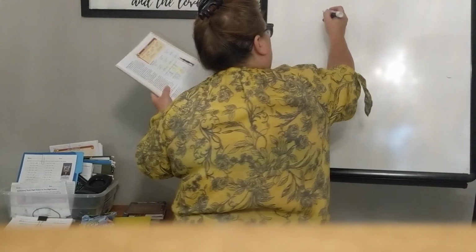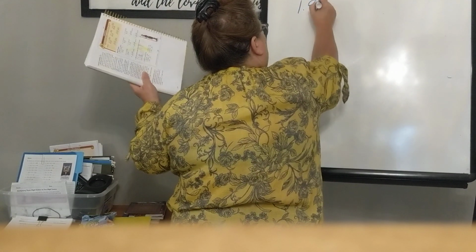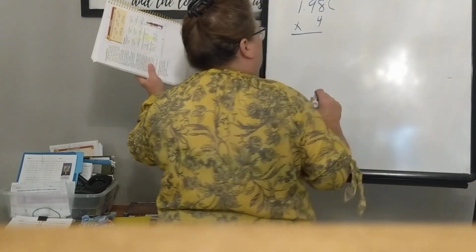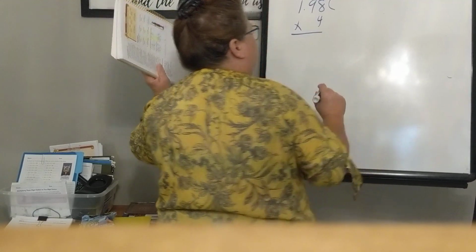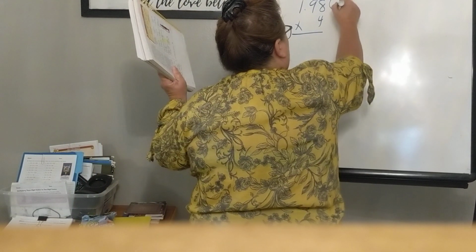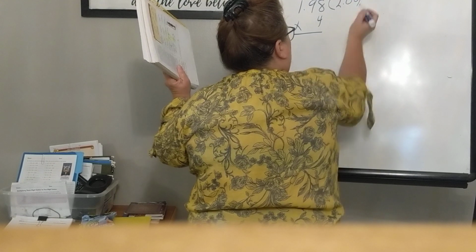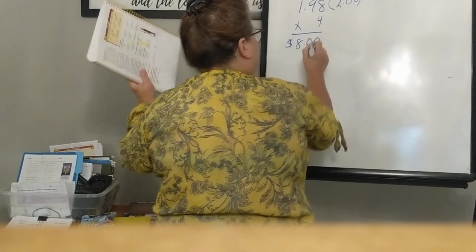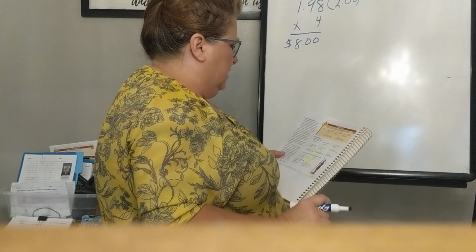Beside letter A, it says 1.98 times 4. They want you to estimate 1.98. So $1.98, is that closer to $1 or closer to $2? It's closer to 2. So you would just write 2 right here. And then you would say 2 times 4 is 8. So your estimated answer would be $8, okay?